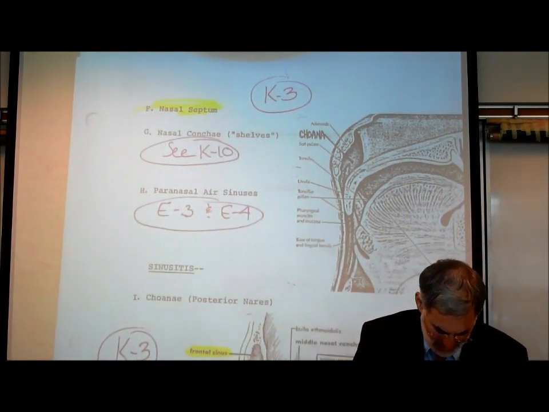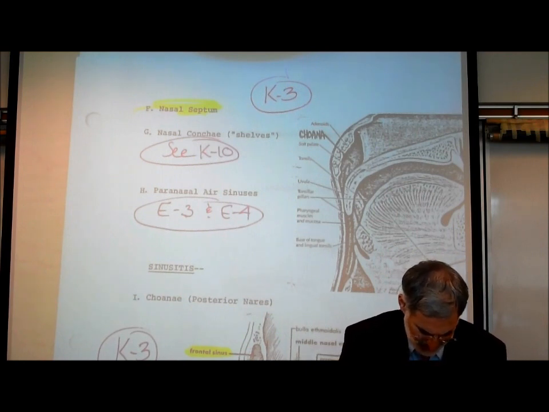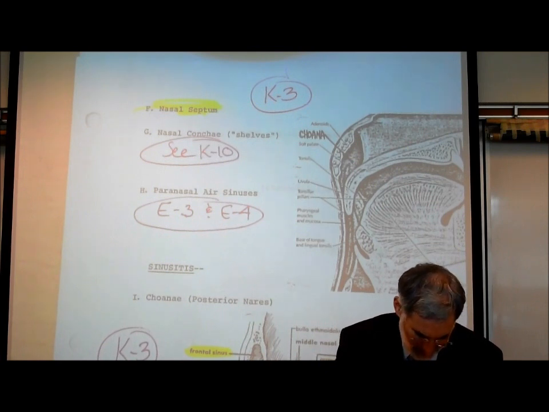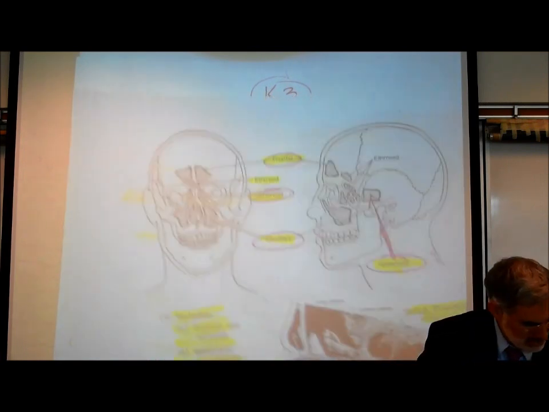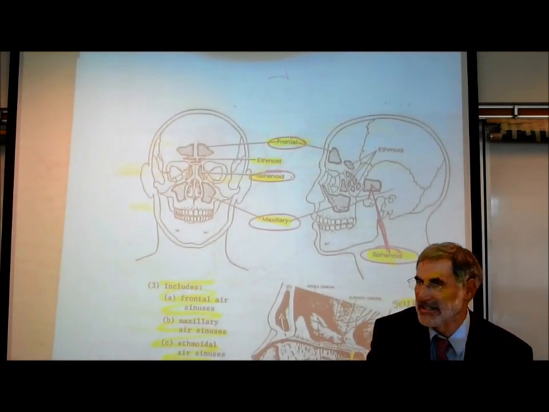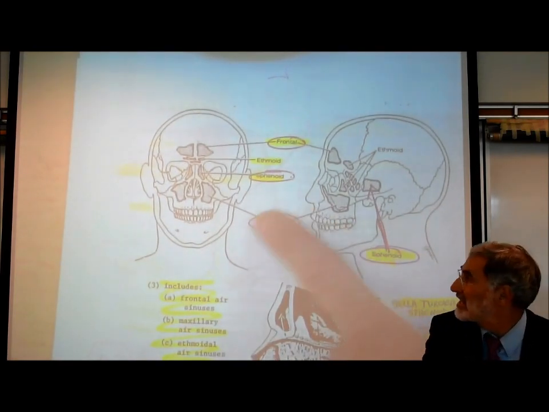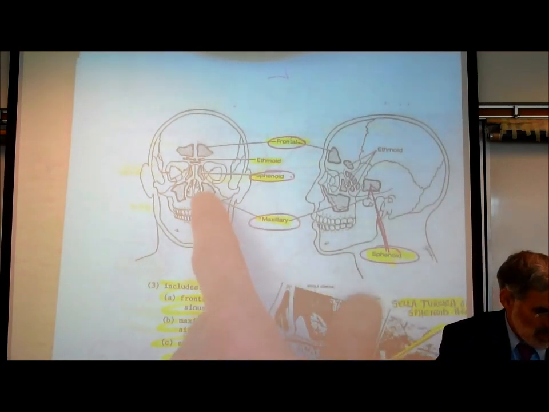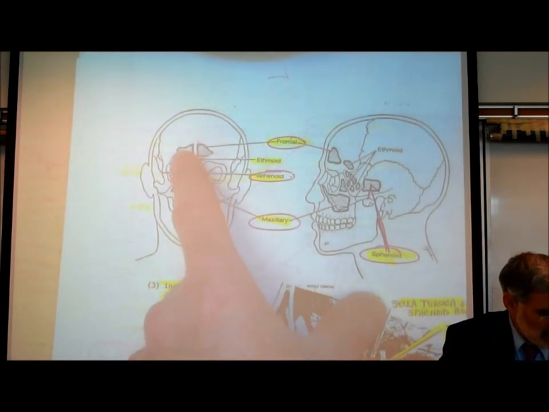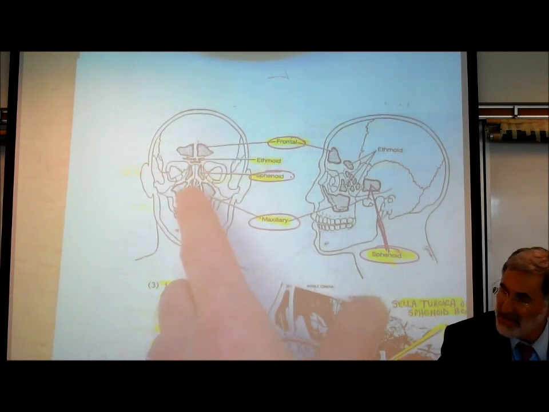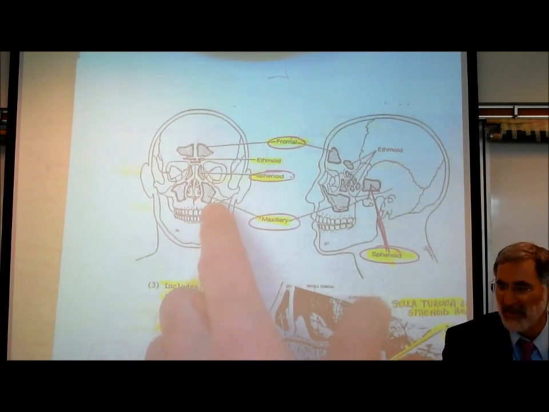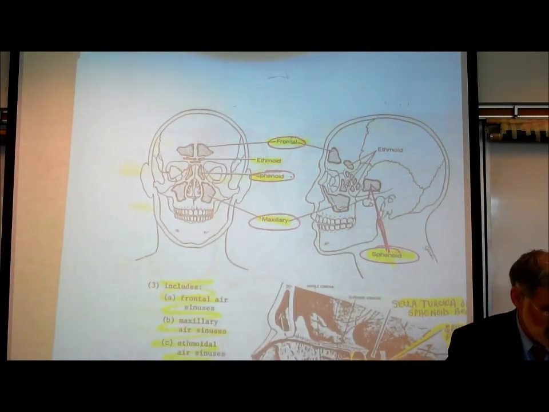You might remember when we learned that originally. I'll just remind you, remember this picture? The paranasal sinuses. When you inhale air through your nose, the air flows into these sinus cavities that are lined by a ciliated mucus membrane that warms and humidifies the air.